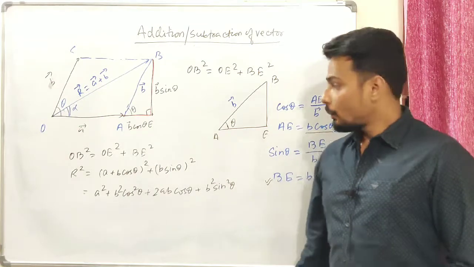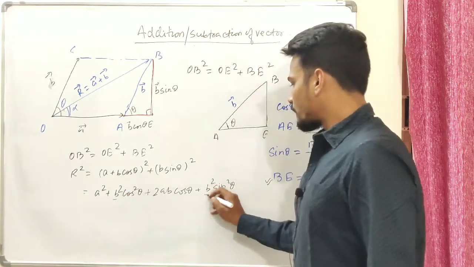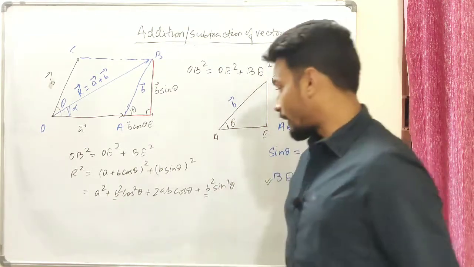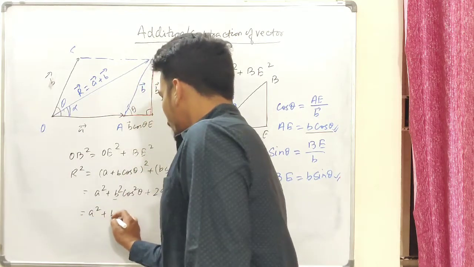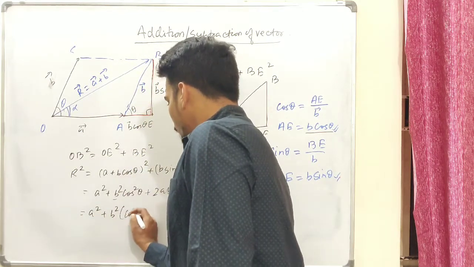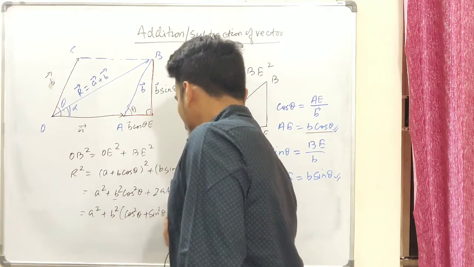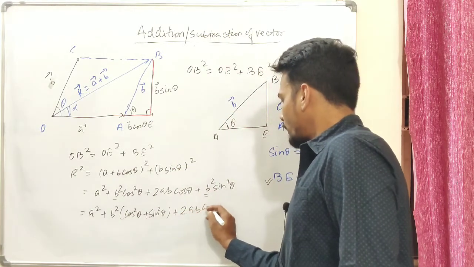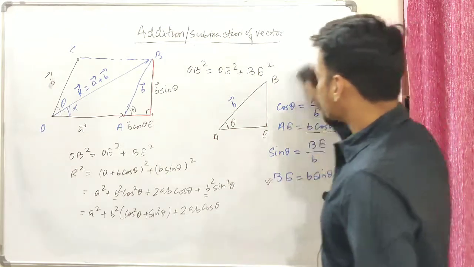Clear? What I'm going to do now, I can see I have B square here as well as here. Can I take B square common from these two parts? Yes, we can. Certainly we can do that. So let me just take out B square common. I'll be having cos square theta plus sin square theta, and then of course this 2AB cos theta will be there. 2AB cos theta. Okay, let me make a little space over here.